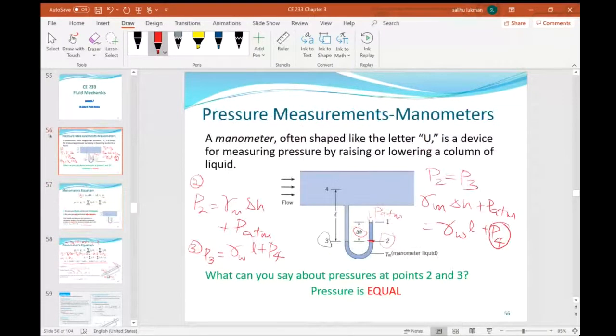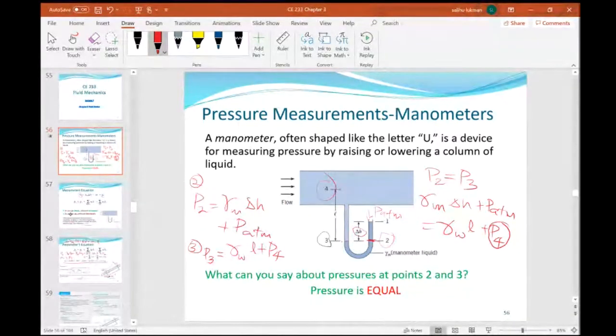The manometer, we use it also for pressure measurement, which is a U-tube, measuring pressure by lowering the arm. Remember, I explained all this. Pressure at the same point is the same. So we generate our equation for the right and the left arm and equate them to find whatever pressure we want to find. Here, if we want to find P4, we equate the two, P2 equals P3 because they are at the same elevation, and find P4.